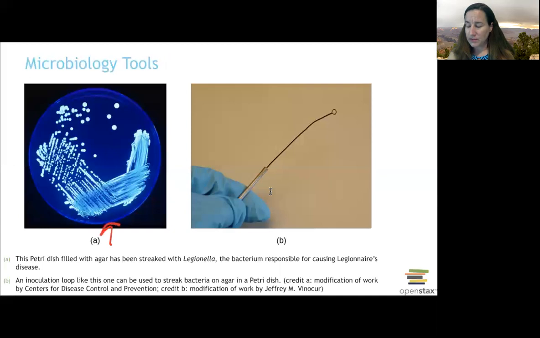So we have a streak plate. This is a streak plate. There are different steps, but what you do is you take your mystery organism that you're not quite sure what you might have. You take that loop and you sterilize it, so it's totally sterile, nothing's living on there.